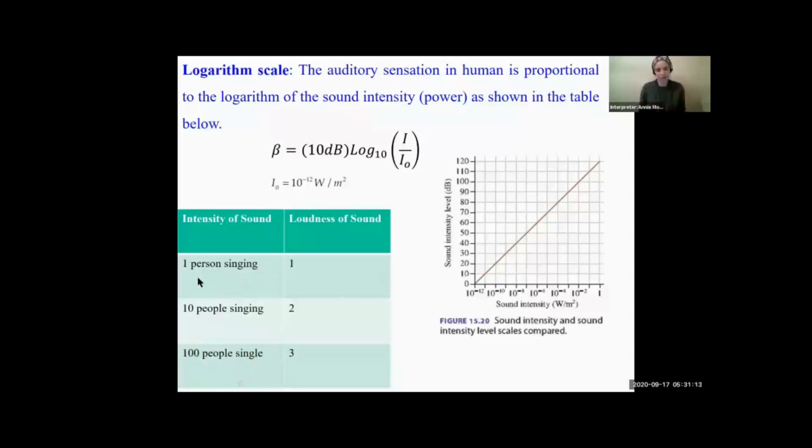If one person is singing, let's say the loudness we hear is 1. If 10 people are singing, then loudness will just increase by 1. So loudness becomes 2. And if 100 people sing, then loudness becomes 3. That's how we perceive. That's how the auditory sensation in humans actually works.